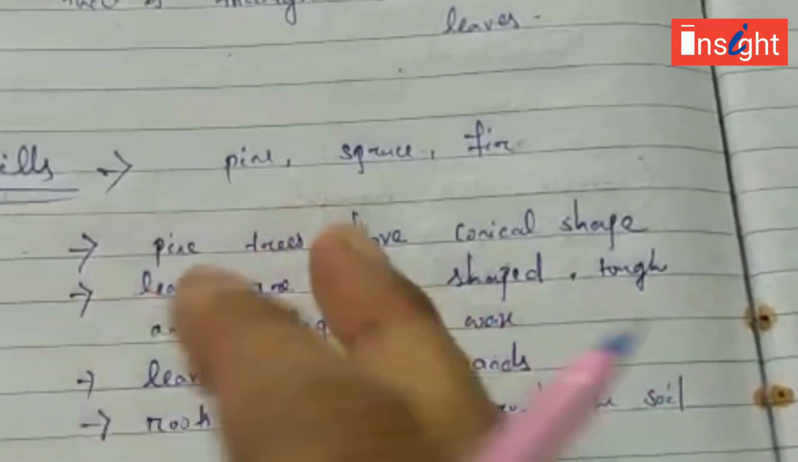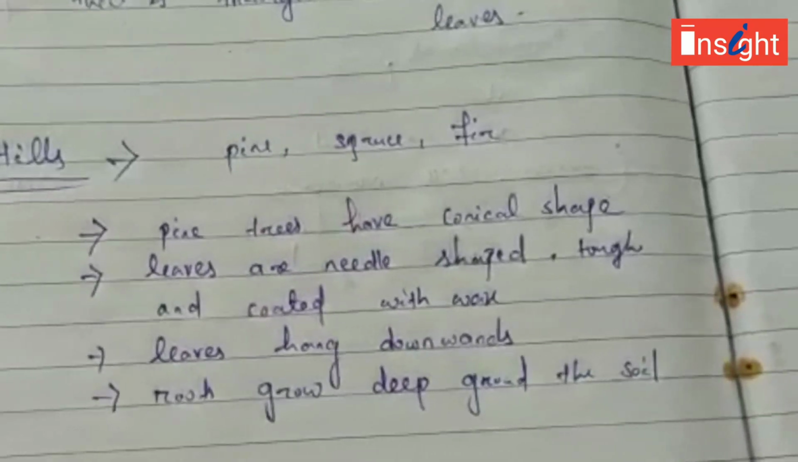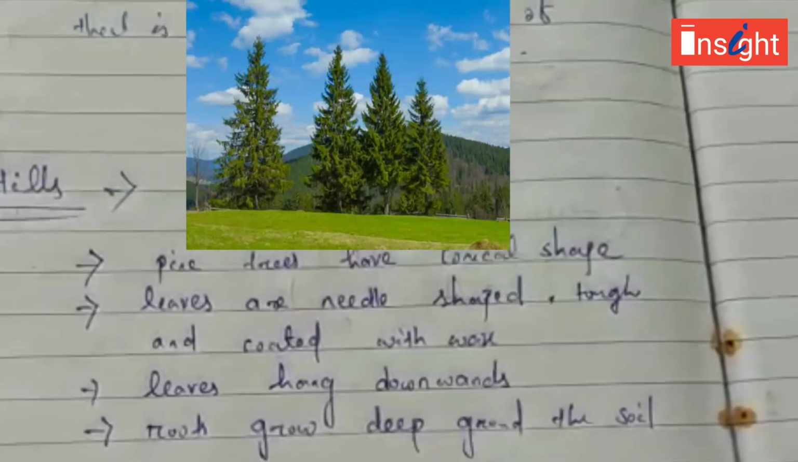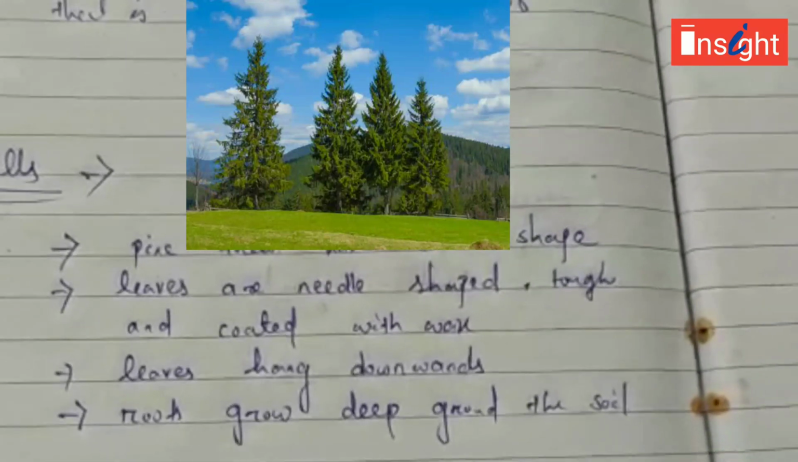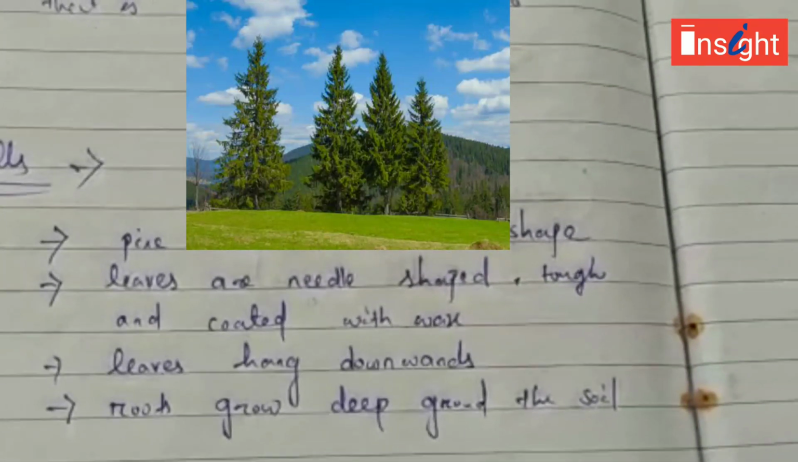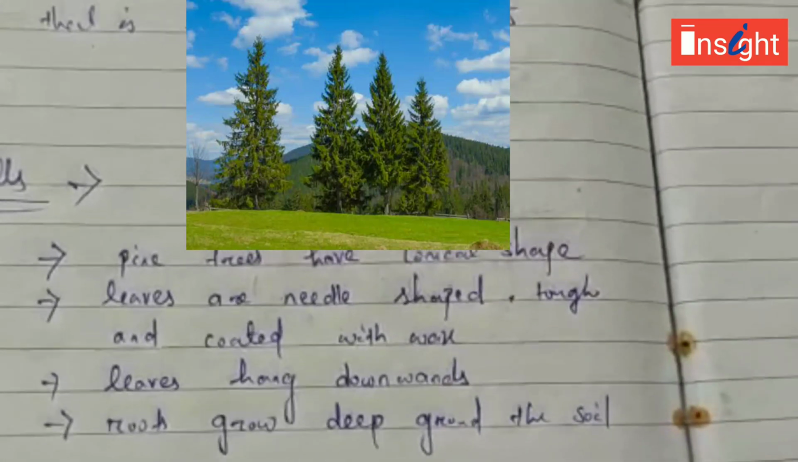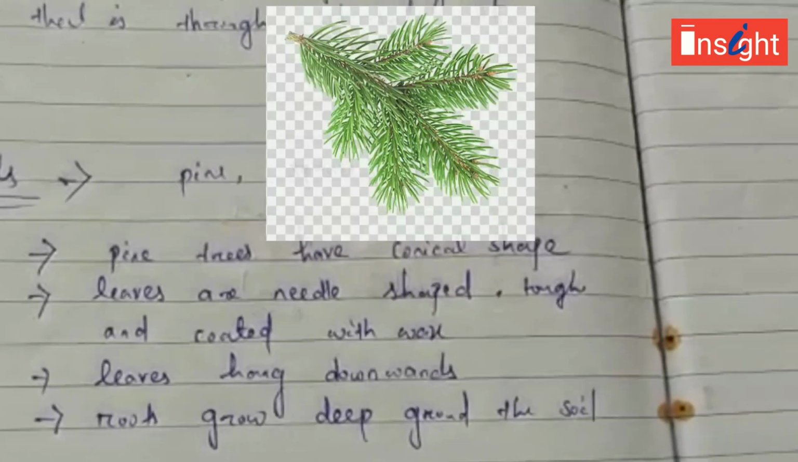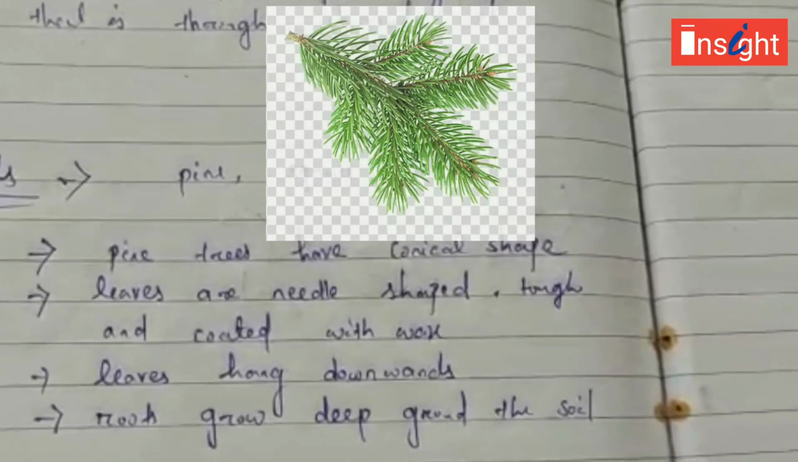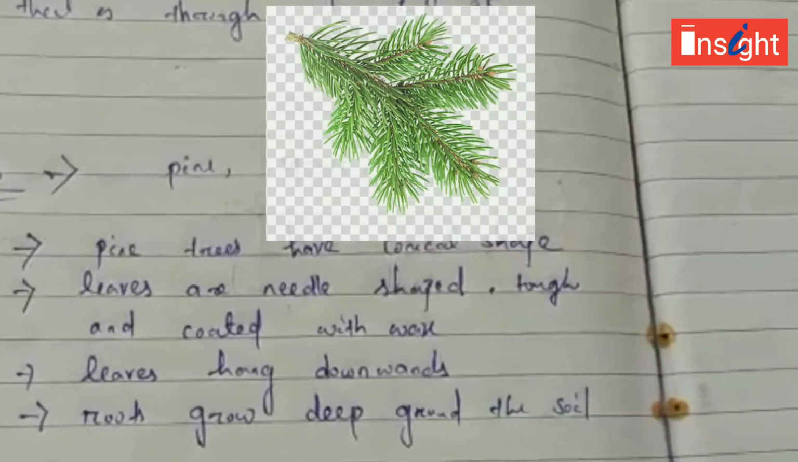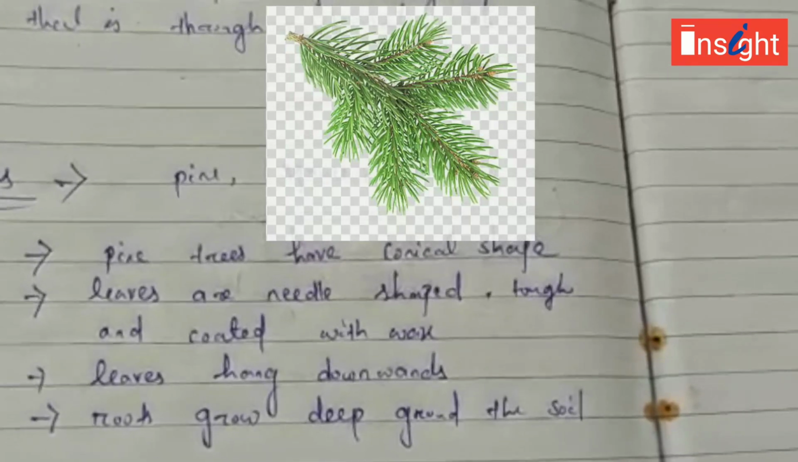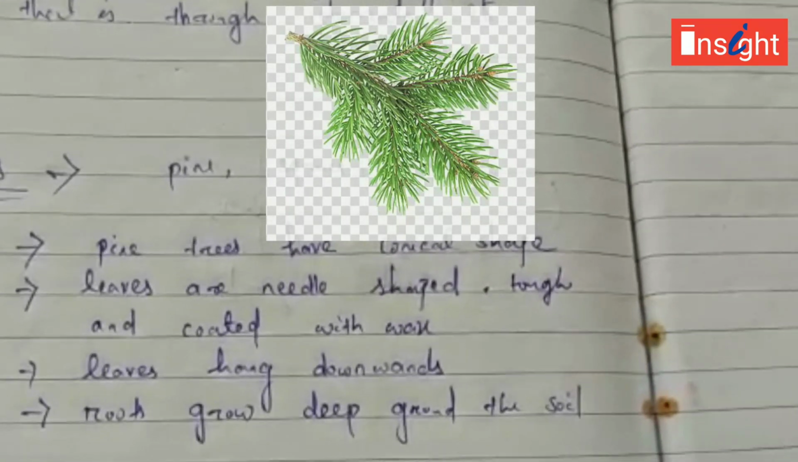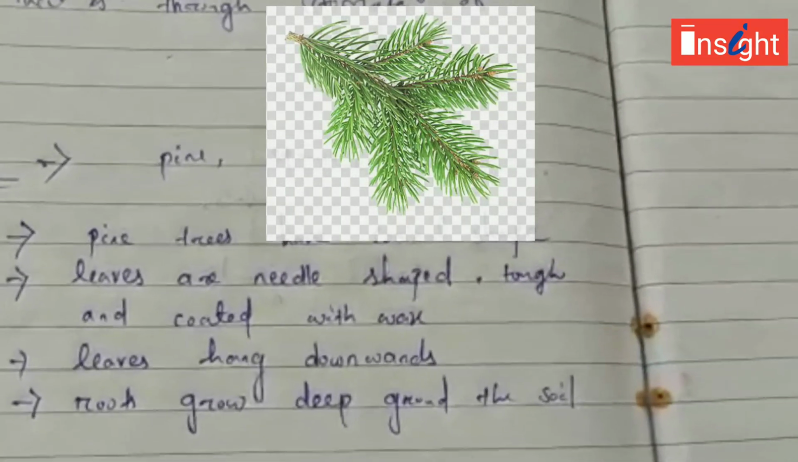You can see in the figure how the plants are of conical shape and the leaves are like needles. And if I show you the structure of the leaves of the pine tree, you can see in the next figure, leaves are needle shaped, tough and coated with wax, so that they will not get any damage because of the extreme cold. And trees have a conical shape, so that the water or snow easily slides down.